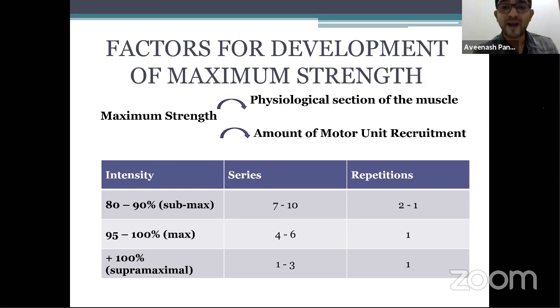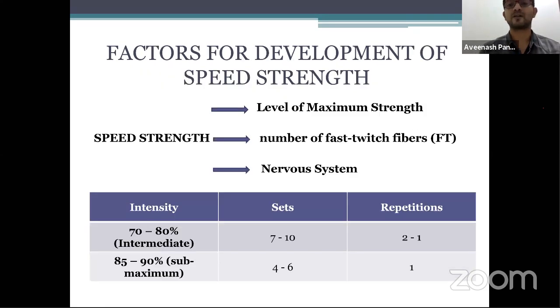So in terms of maximum strength, important for me to understand is the physiological muscle sections of the muscle, the amount of motor unit recruitment. Okay, Paekawit also spoke about this morning. So in terms of maximum strength, if I'm working between 80 and 90% of sub-maximum, I will do about 7 to 10 sets, 2 to 1 repetitions, and so on as you go here. So you can have a look at it at home, you can browse through it.